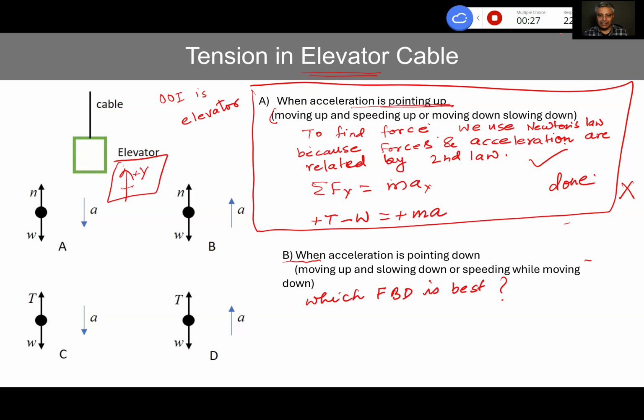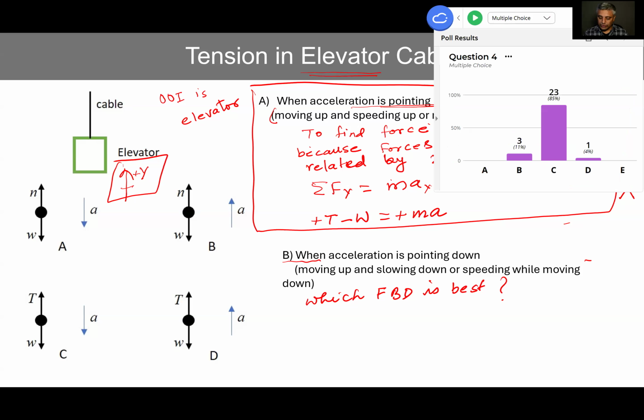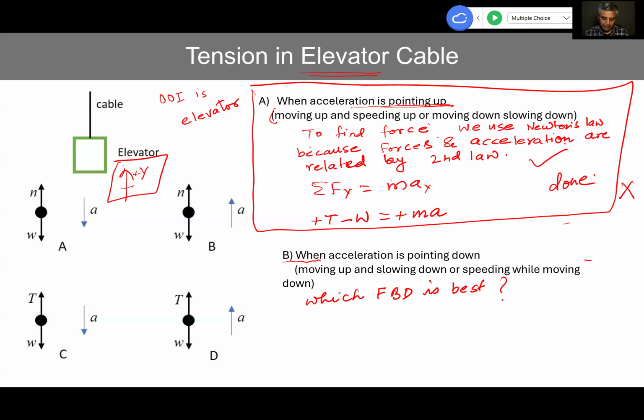Five more seconds. 5, 4, 3, 2, 1, and it stops. Okay, let's see how we did here. Mostly C. So yes, that is the correct answer. We cannot have normal force still. It's the same problem. The only thing that changed going from A to B is the direction of acceleration. So C is the correct answer in this case.